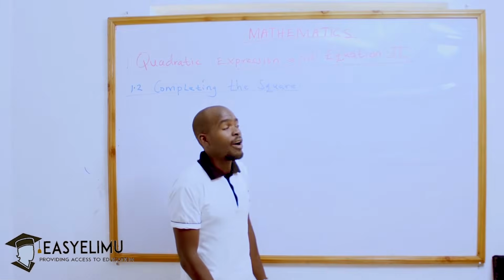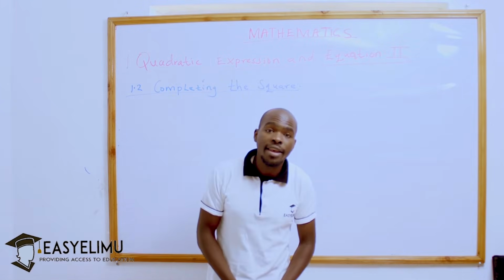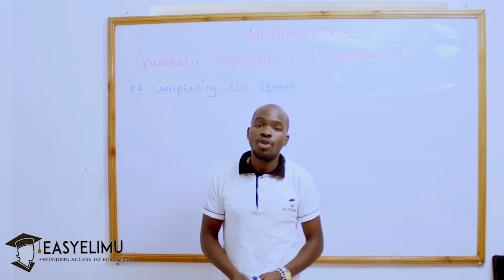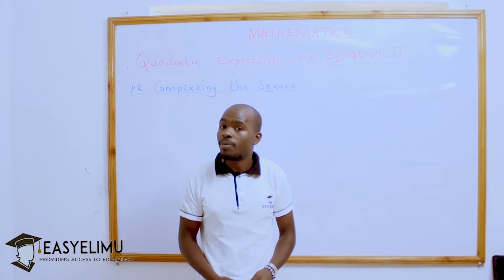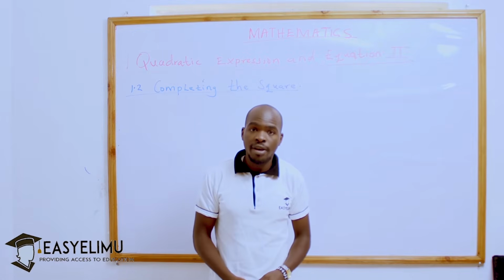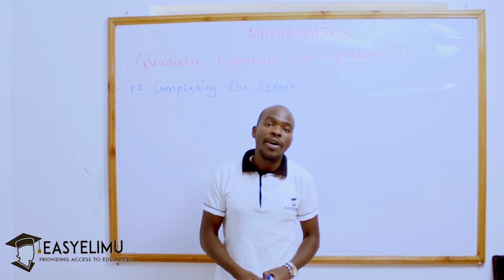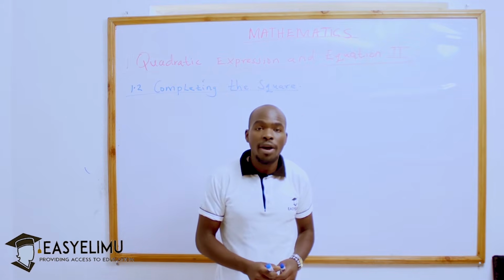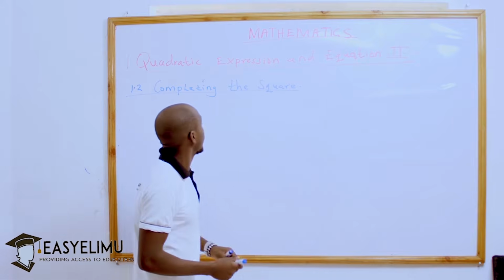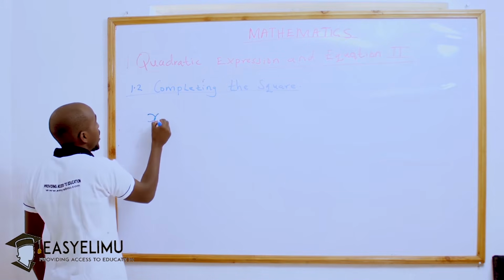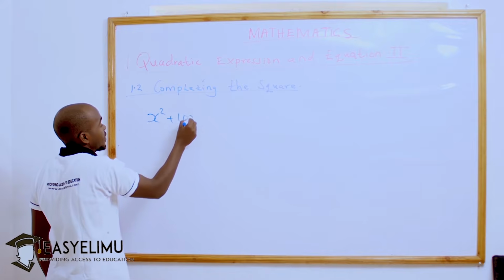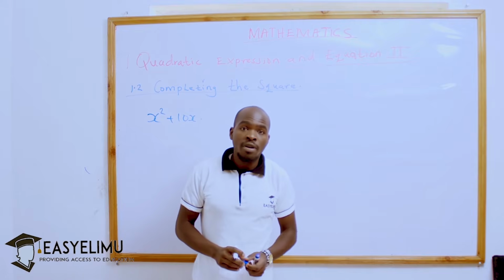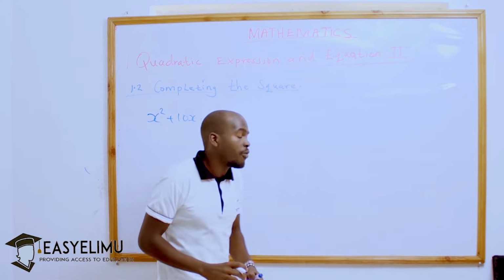We are going to see how we can complete the square. Completing the square is a method which is used to make quadratic expressions which are not perfect into a perfect square. For instance, we are going to see how a quadratic expression of any kind can be made a square by completing its square. Let's say we have x squared plus 10x.